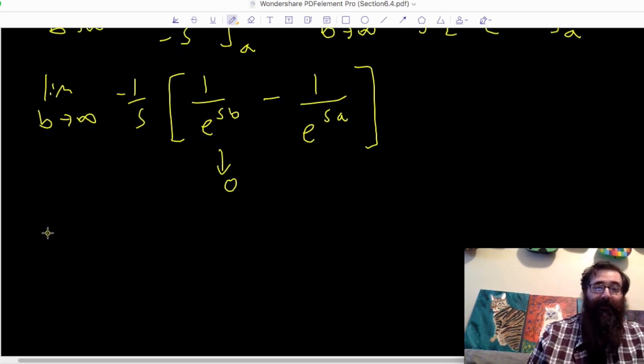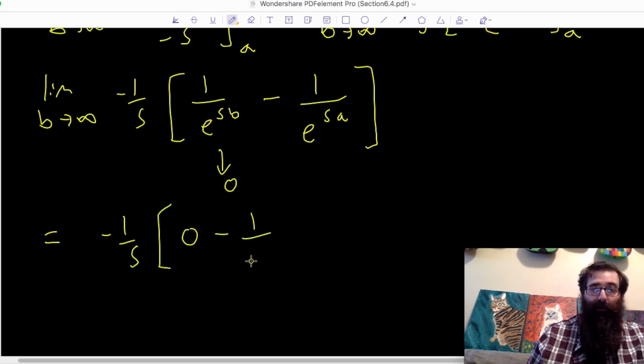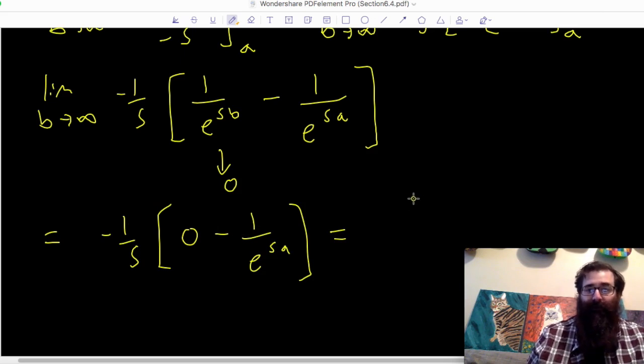And then taking this limit, we're going to get negative 1 over s times 0 minus 1 over e to the s times a, which here then we could multiply this out. Negative times a negative is positive. We'd say this is 1 over s times, and just as a standard convention, I would maybe write this as e to the as instead of e to the sa. Doesn't matter.